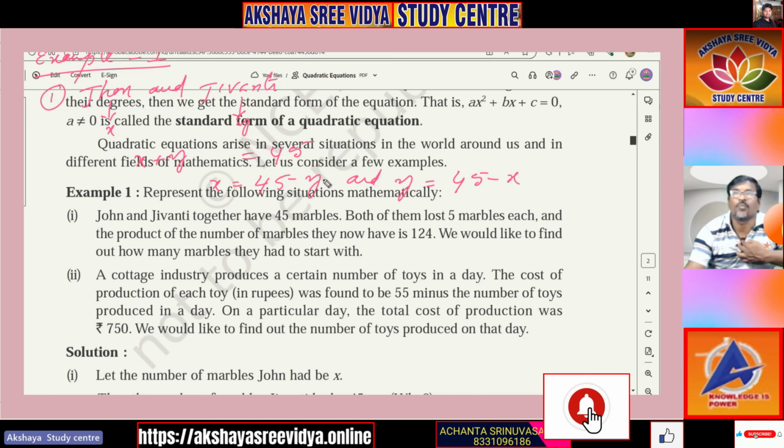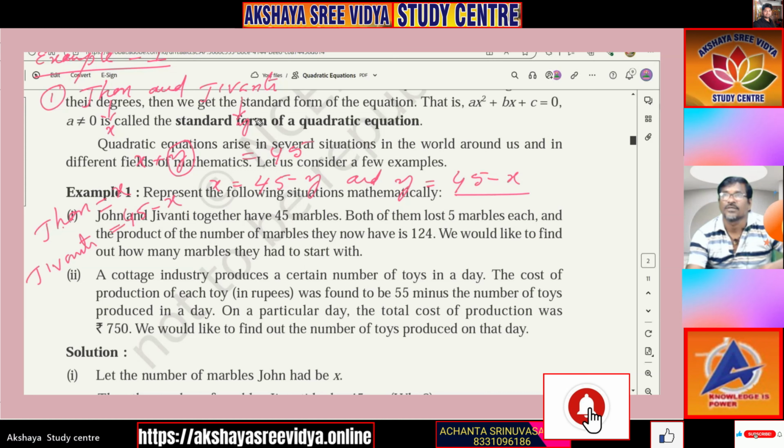Here, this is clearly a polynomial. Polynomial means having only one variable. Here, y also has to be converted into the x variable. So, John has x marbles, and Jivanti has 45 minus x marbles. Jivanti is y. Therefore, y is equal to 45 minus x.